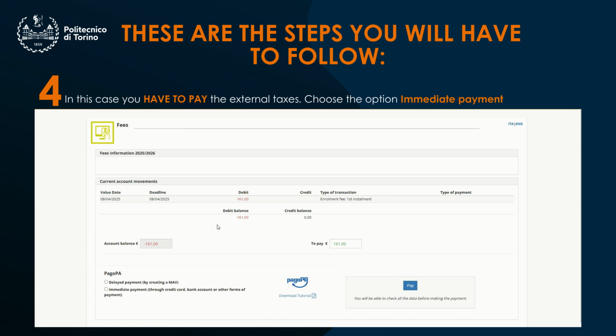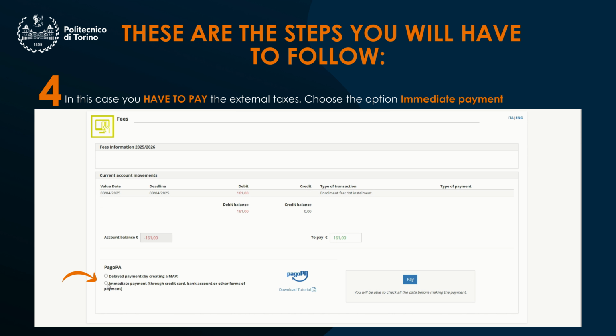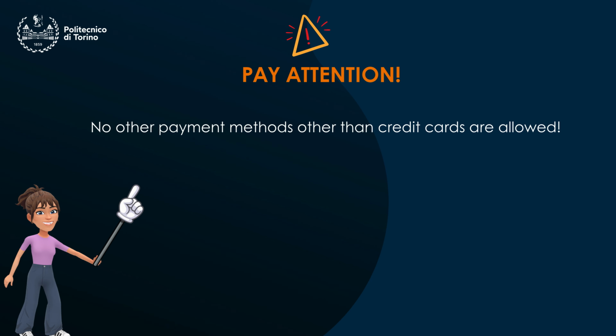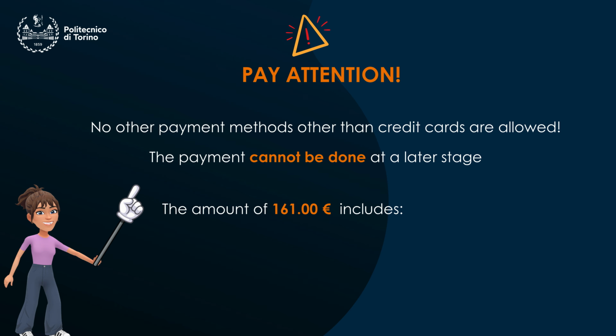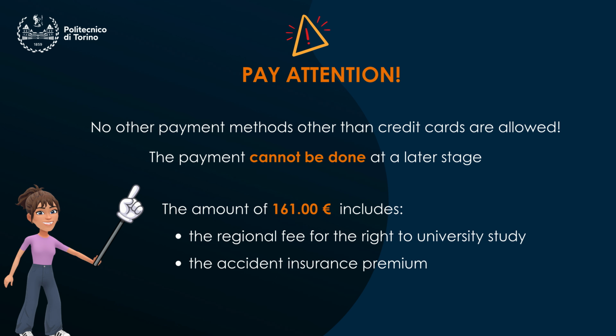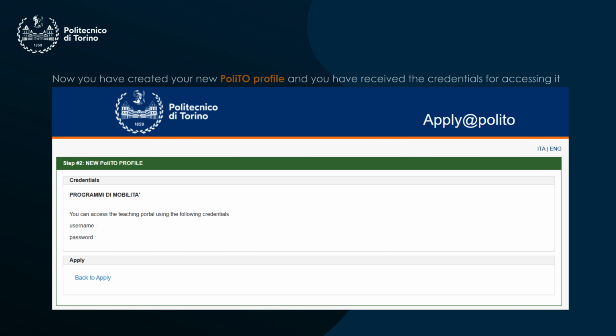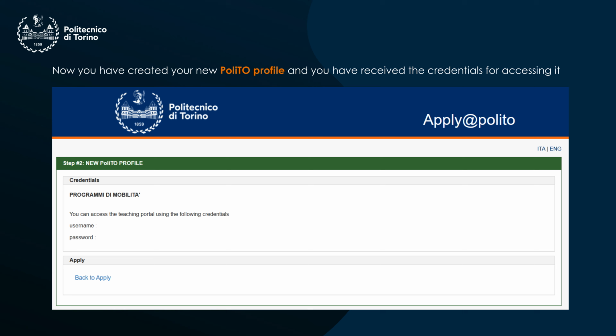In this case you have to pay the external taxes. Choose the option immediate payment. Click on pay to complete the procedure. Pay attention. No other payment methods other than credit cards are allowed. The payment cannot be done at a later stage. The amount of €161 includes the regional fee for the right to university study, the accident insurance premium, the tax stamp. Now you have created your new PoliTo profile and you have received the credentials for accessing it.